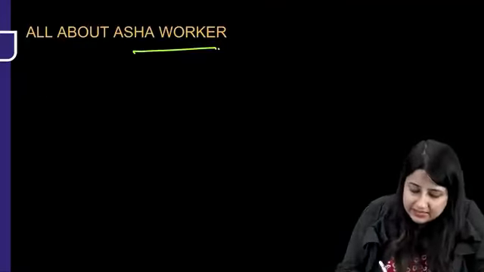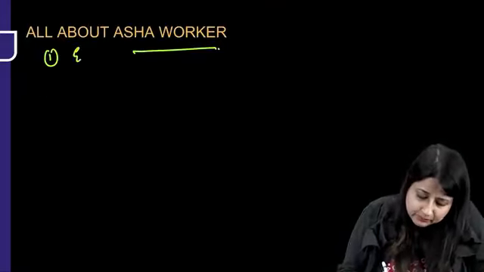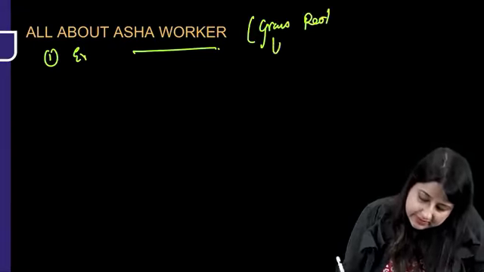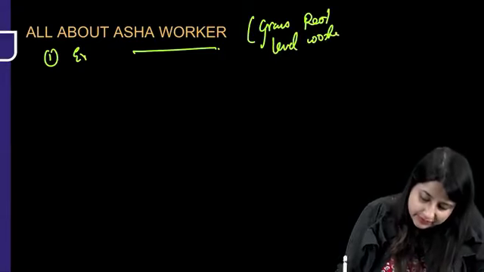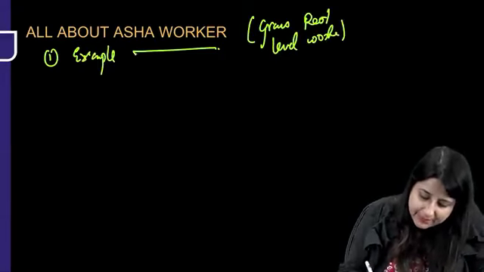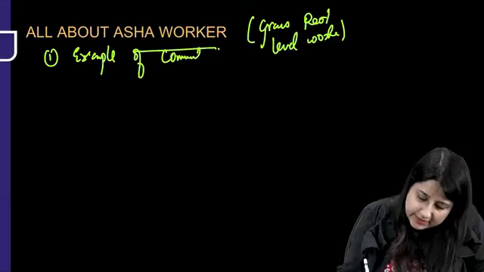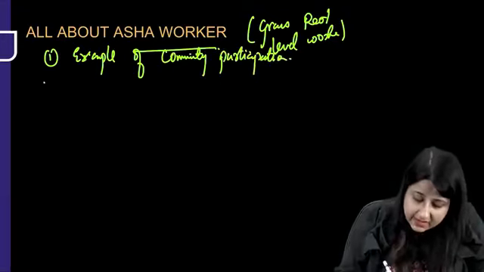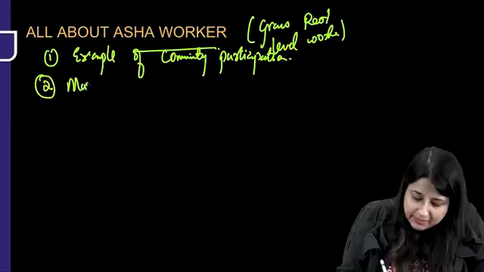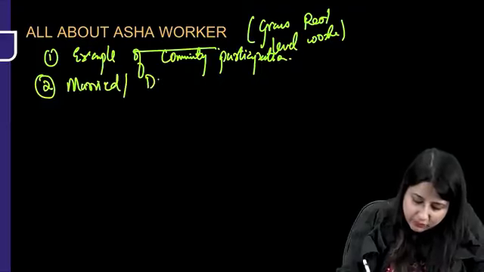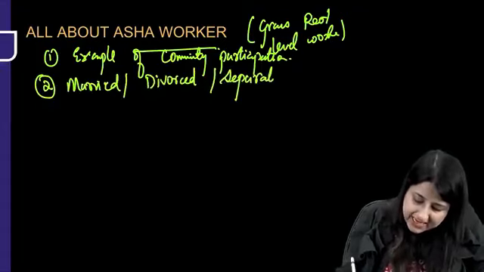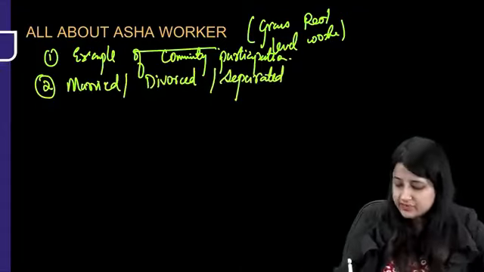Then ASHA worker, some points I want to tell you. She's a grassroots level worker. The first point, she is an example of, as discussed before, community participation, the principle of primary health care. Second, she can be married, she can be divorced, she can be separated, but she has to be a local resident of that community.